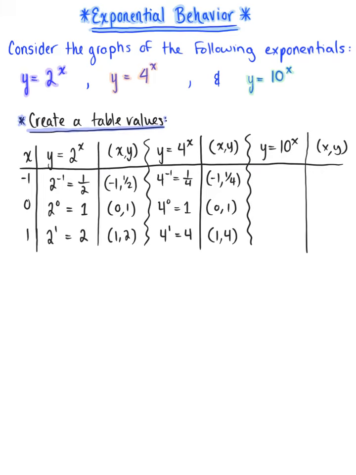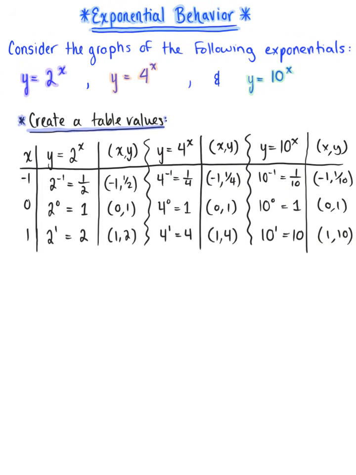Last but not least, we are considering the exponential function y equals 10 to the x. When x equals -1, we have 10 to the -1, which is 1/10. When x equals 0, we have 10 to the 0, which equals 1. And when x equals 1, we have 10 to the first, which is just 10. So we have the three ordered pairs -1, 1/10, 0, 1, and 1, 10.